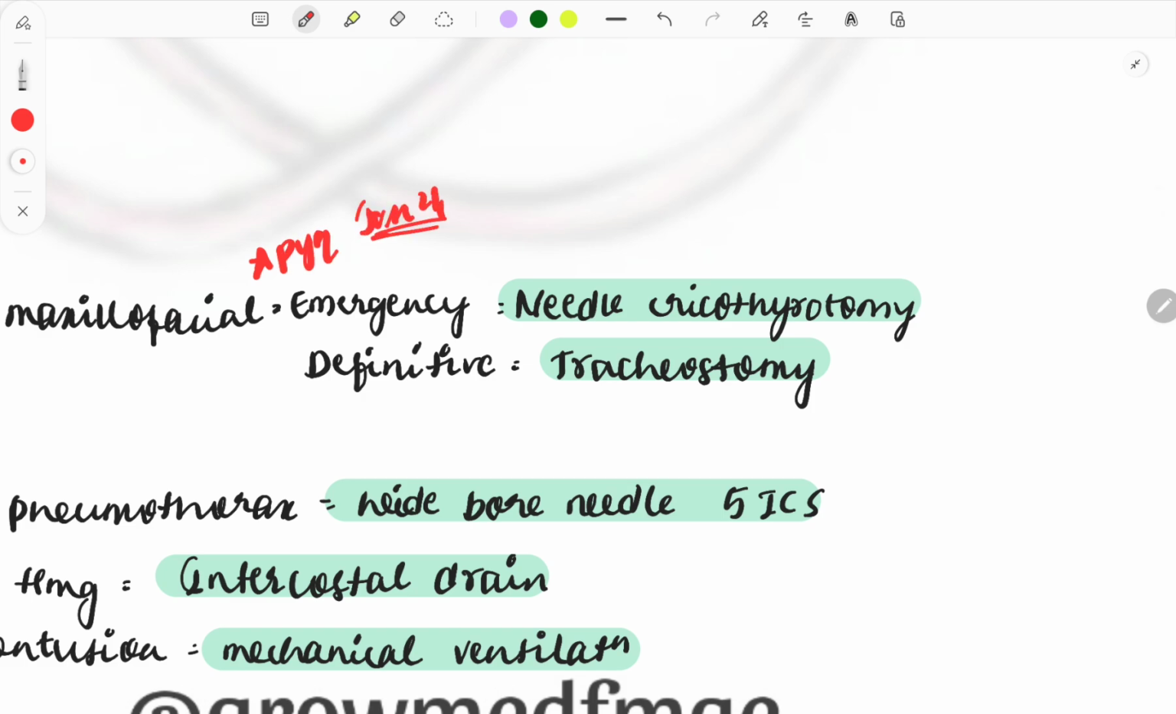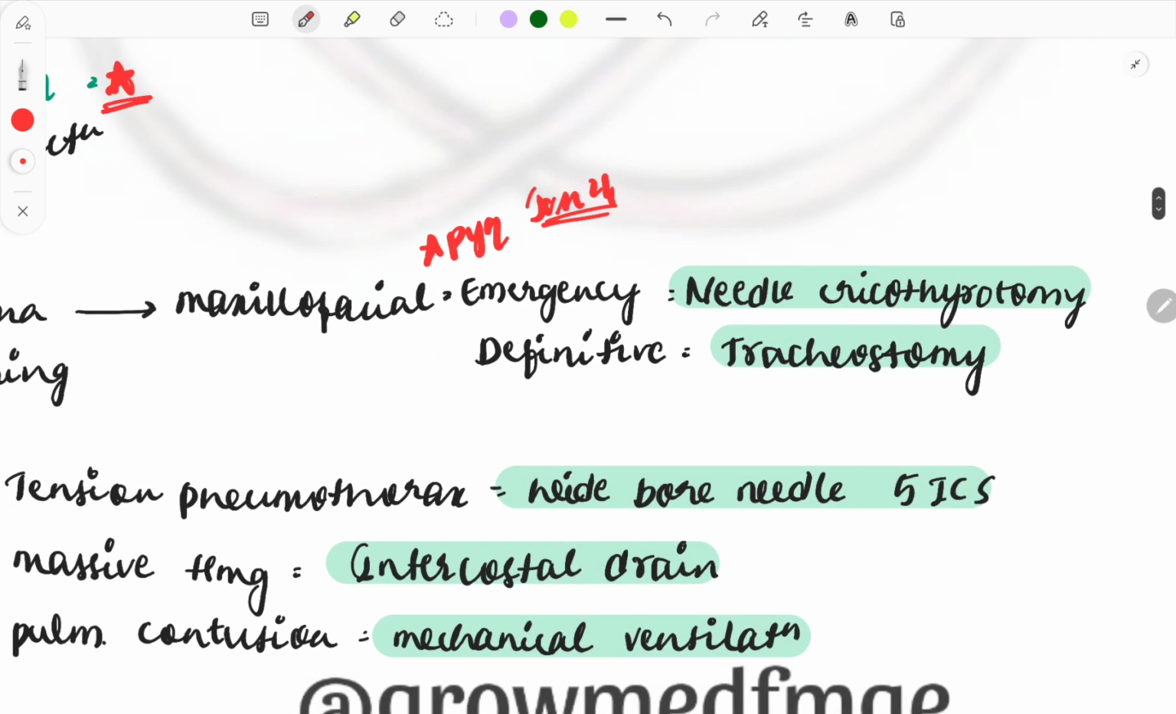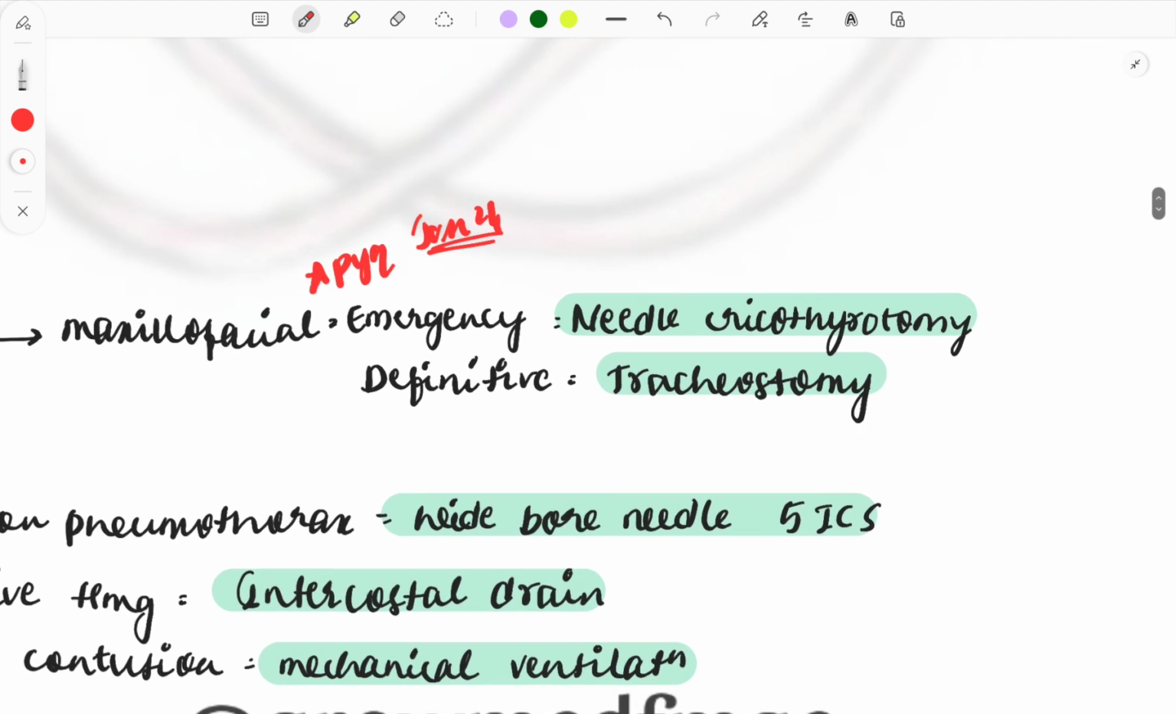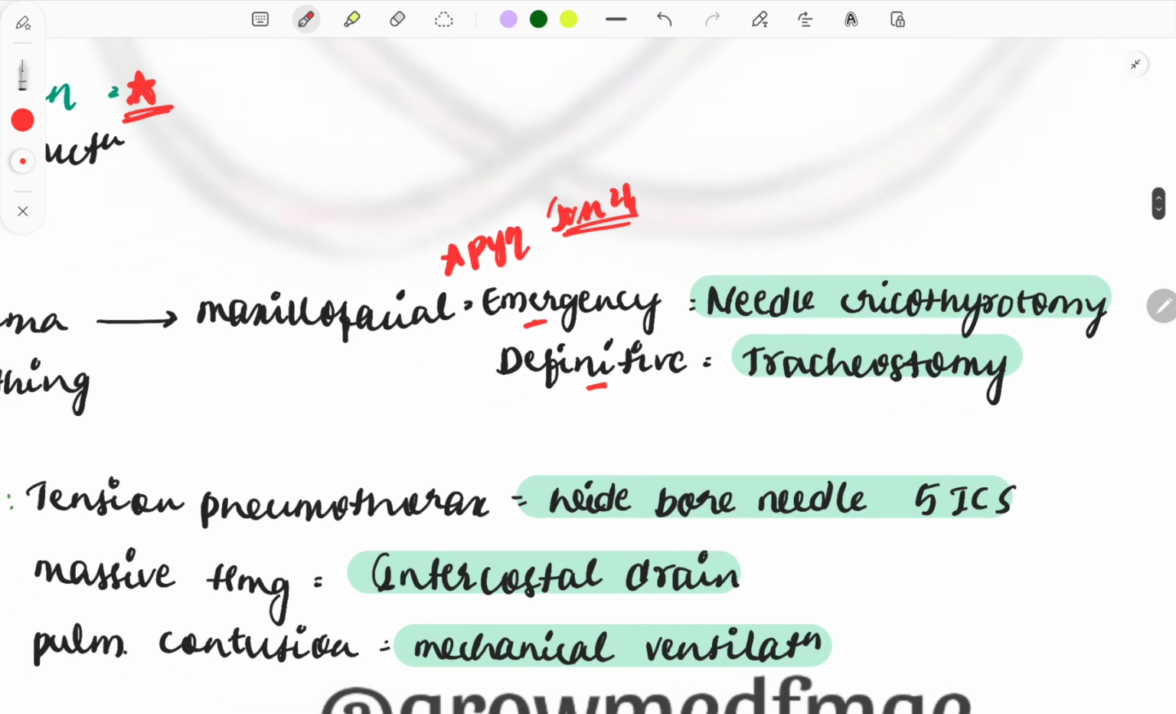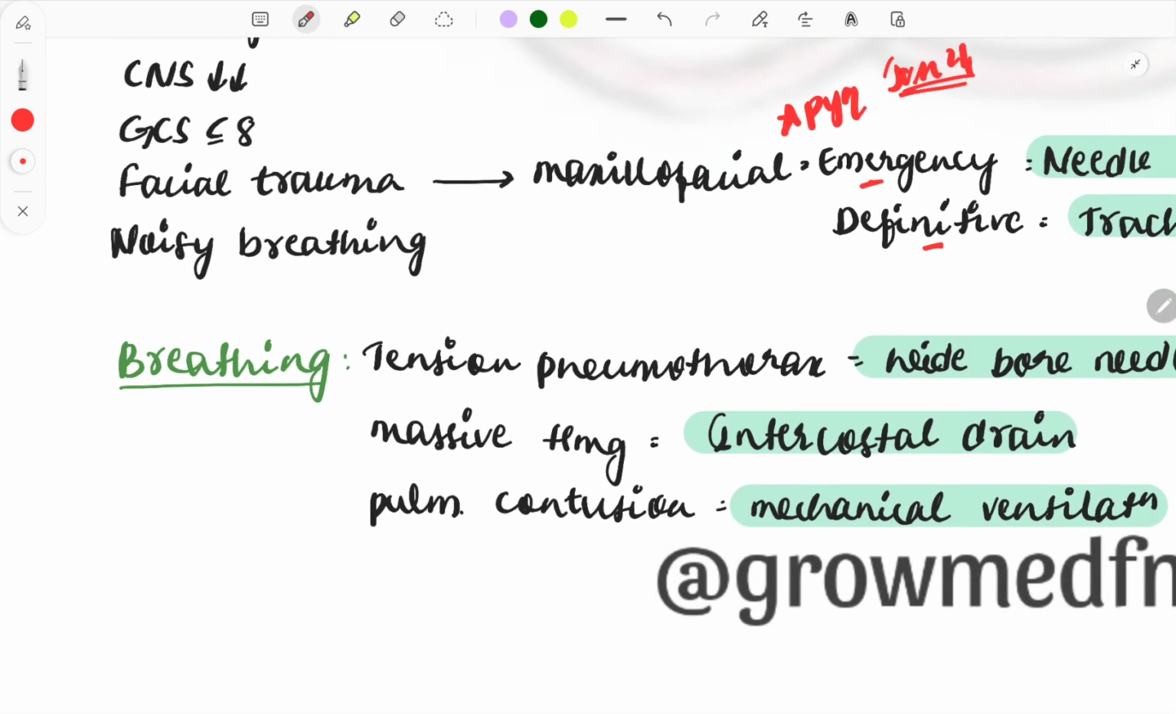Okay, so the question was asked for a clinical case. They had described that a patient with road traffic accident came into the emergency with so and so findings, and you need to do what is the management in case of the maxillofacial trauma. So you need to look at what the examiner is asking. If it is emergency, then go with the needle cricothyrotomy, and if it is definitive, then go with the tracheostomy.